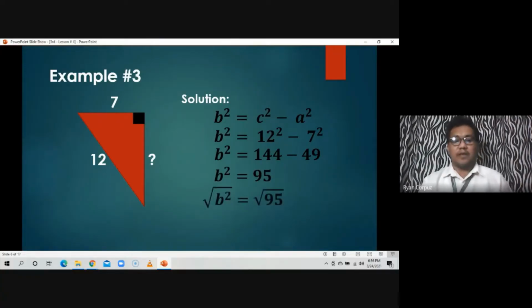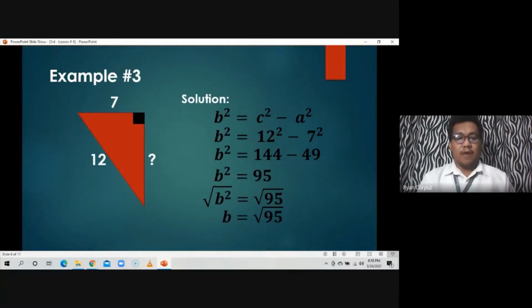Get the square root of both sides. Since 95 is a non-perfect square, there are also no factors of 95 wherein one of its factors is a perfect square other than 1. So we come up with the answer B is equal to the square root of 95. So ang value ng B natin, which is this side, is the square root of 95.